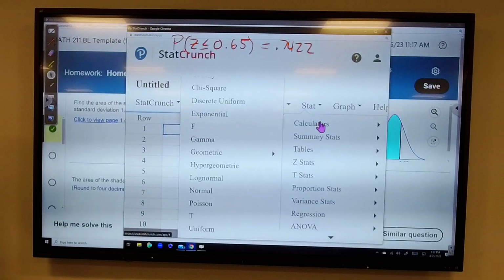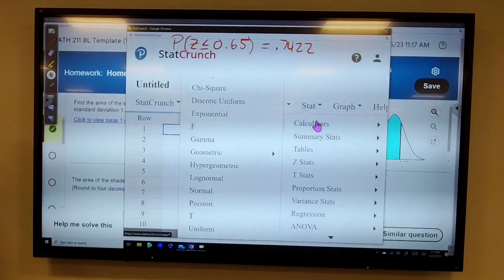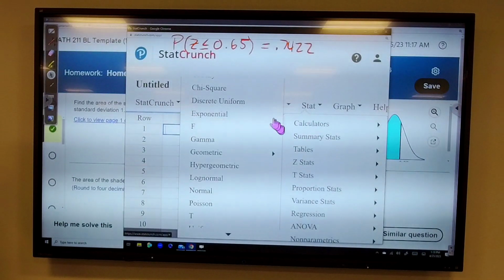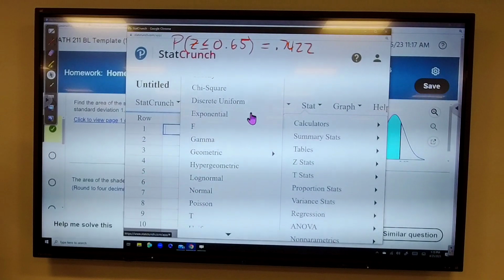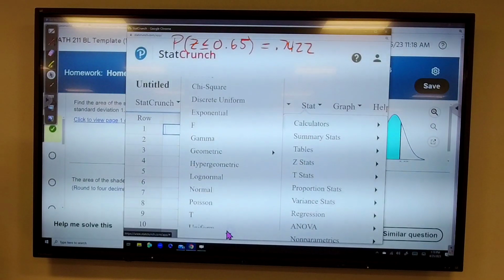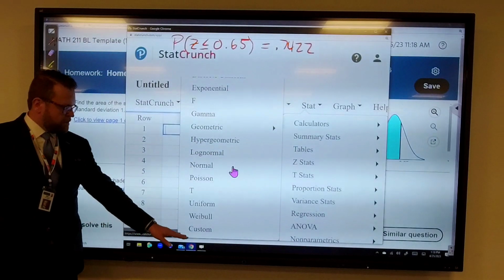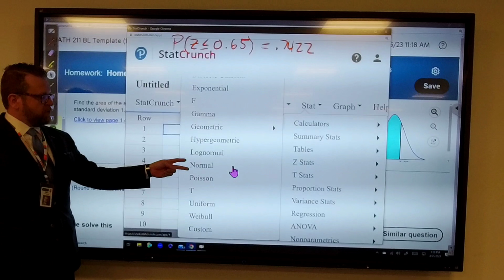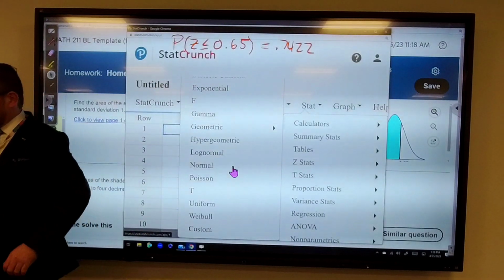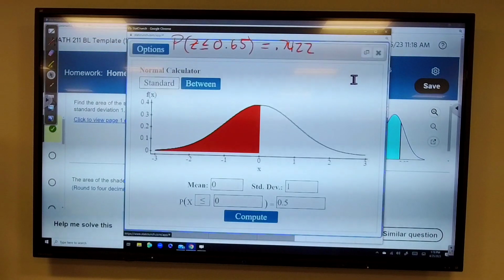And you go to Stat, Calculators. Take a guess which one we're going to use. Stat, Calculators: chi-squared, discrete uniform, exponential, F, gamma, geometric, log, normal, Poisson, t. We're going to end up in this class using, we already used custom, but we're going to be using normal for a little while and then t. And once upon a time, I had studied all those. It brings up our normal curve.